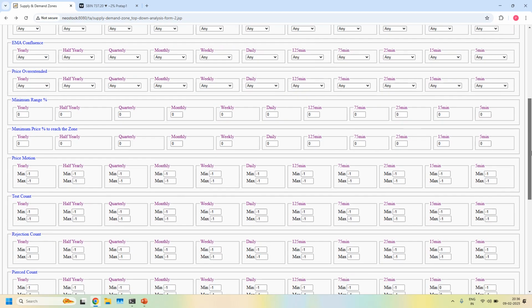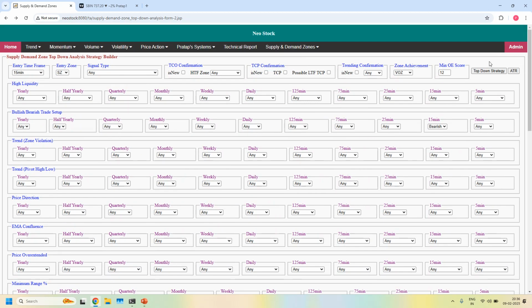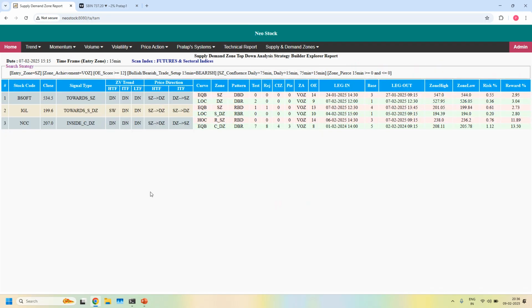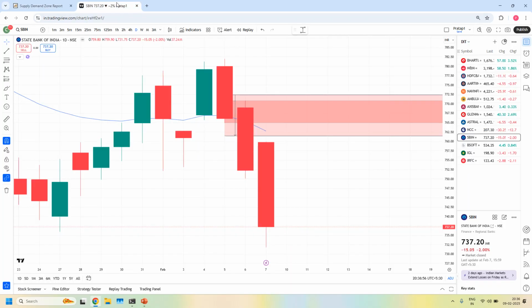How many such kind of stocks are available? Let us verify. And we got 3 stocks: Birlasoft, IGL and NCC. That means in these 3 stocks, the 15-minute supply zones are overlapped with the 75-minute supply zone, and both together again overlapped with the daily supply zone. So Birlasoft, IGL and what is the other one? NCC. NCC is already there here.